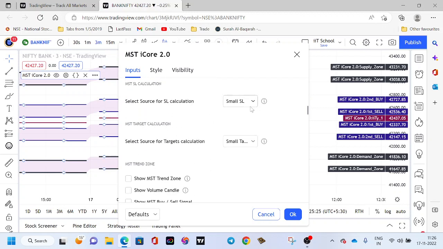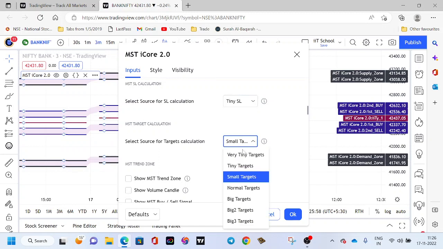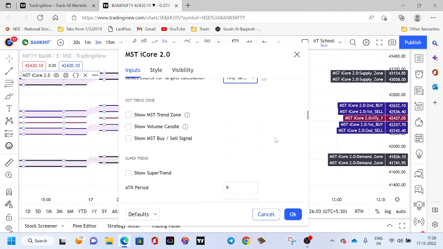Next, coming to SL calculation. If you want to trade by default, you can trade with a small SL based on the price of the stock you are trading. Say Bank Nifty is trading at 42,000, that is 5 digits. Now you can keep either tiny SL or very tiny SL based on the situation. If you want to keep only small SL, the target and SL level will be bigger. If you want to keep tiny SL, the target and the SL will be smaller. So likewise, if you are keeping tiny, you keep tiny targets. If you keep very tiny, you can keep very tiny SL. So whichever suits you, that you can trade.